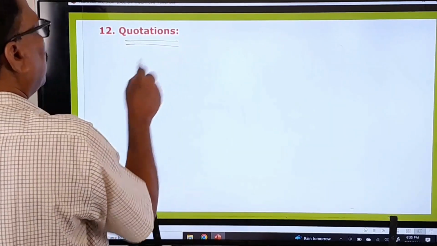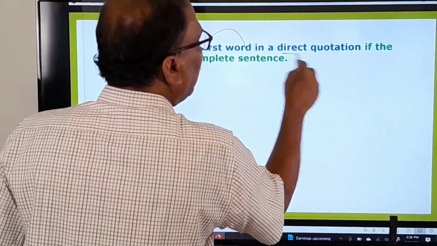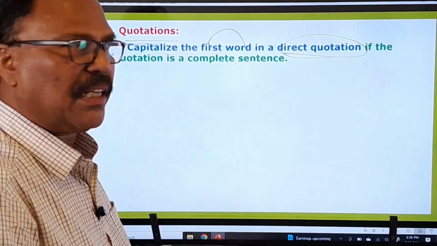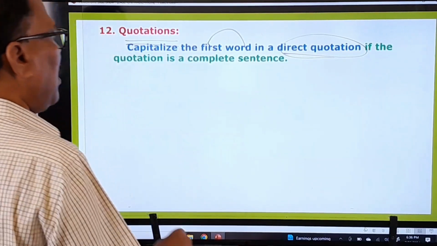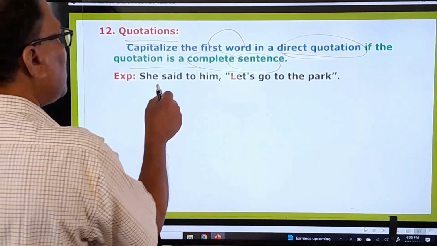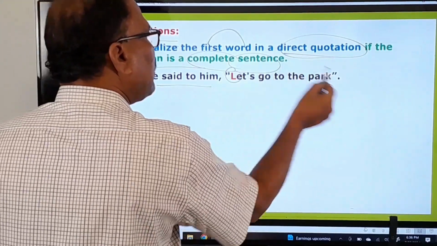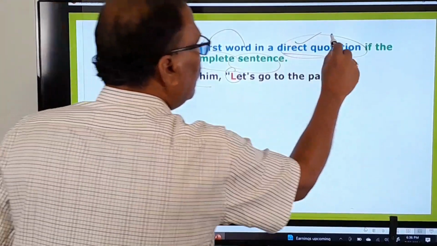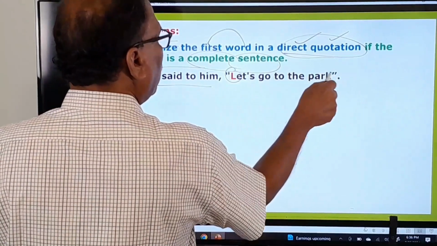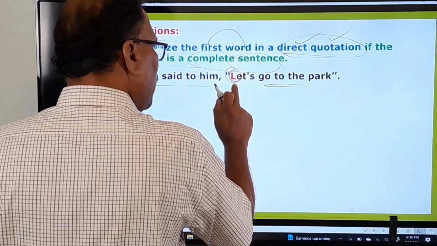And quotations are there. Quotations should also be capitalized. How? Capitalize the first word in a direct quotation. That means in the direct speech, you must capitalize the first letter. Okay. First letter of the first word. That's the meaning, if the quotation is a complete sentence. Okay. That's why. So here you say, she said to him, "Let us go to the park." So here, whatever the matter is put in the inverted commas is called the direct quotation or direct speech. You know that very well. So this matter is put in the inverted commas. Therefore, this is the direct quotation or direct speech, and the first letter of that first word is capitalized.